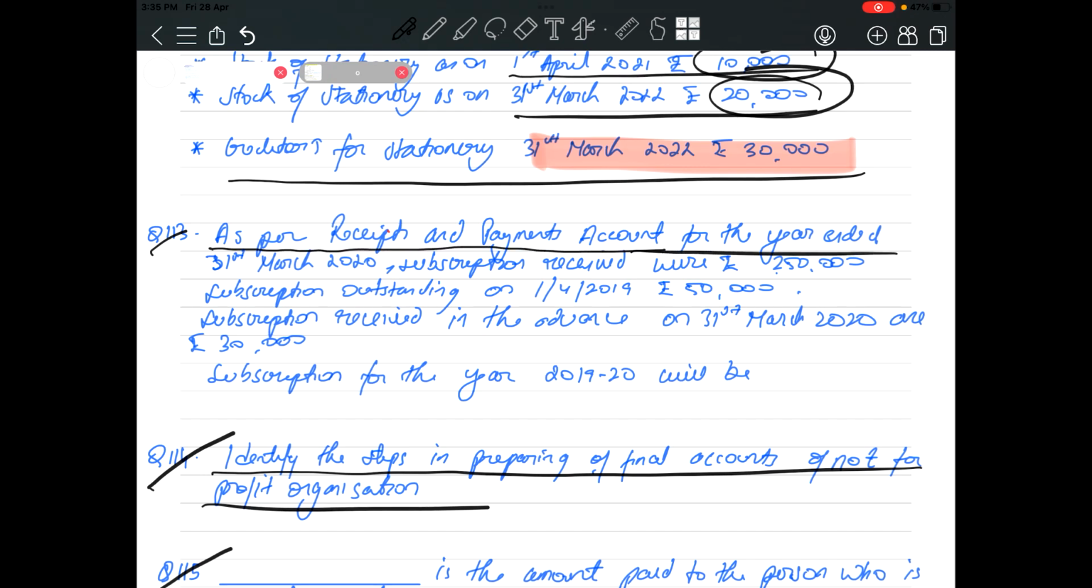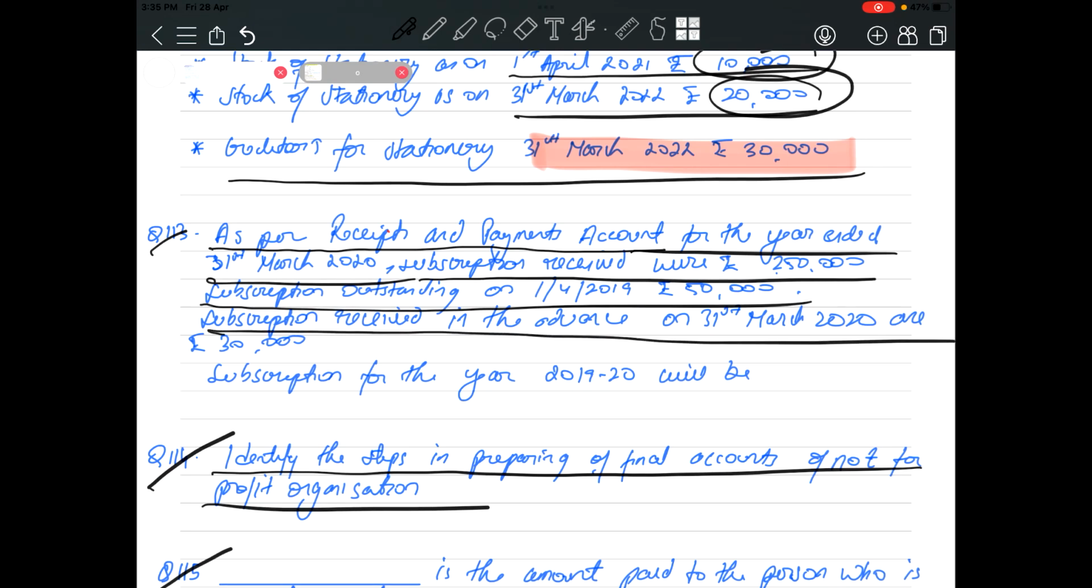As per receipt and payment account for the year ended 31st March 2020, subscription received was 2,50,000. During the year we had received subscription of rupees 2,50,000. Subscription outstanding on 1/4/2019 is 50,000. Basically this is the closing balance of the previous year. Subscription received in advance on 31st March 2020 is 30,000. Now what is the requirement of the question? Subscription for the year 2019-20. 2019-20 is our current year.